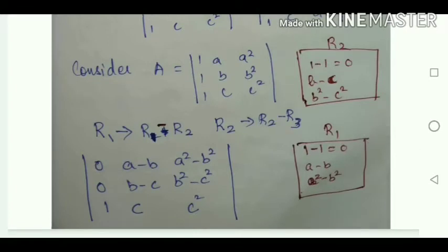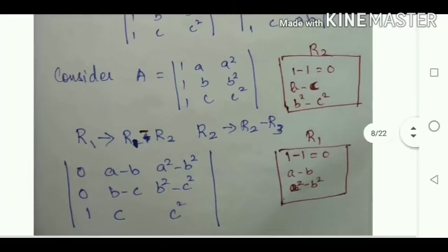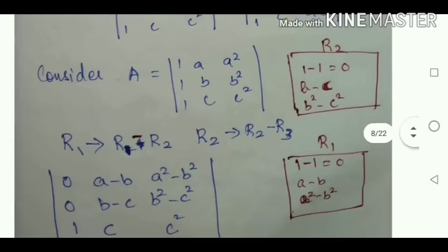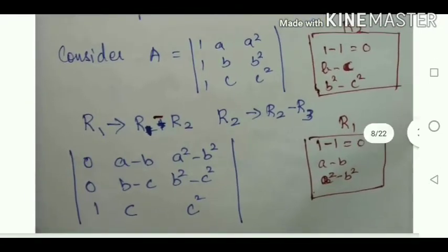Okay, here R1 is 1 a square. R2 is 1 b square. So 1 minus 1, I am getting 0, then b minus c, then b square minus c square. That is the first row. First row, if you subtract it from R2, you are getting 0, a minus b, a square minus b square.